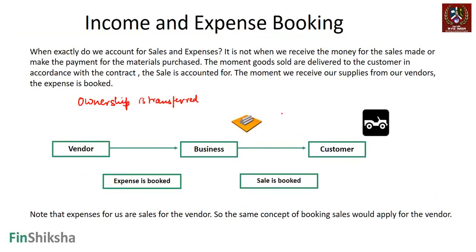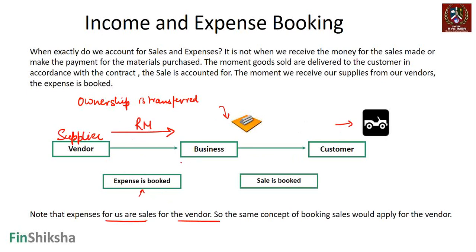So if I am producing this car and I give the ownership to the customer, regardless of whether the customer has paid me or not, I will incorporate this as a sale, right? When I'm buying some raw material from the vendor, regardless of whether I have paid the vendor or not, the moment ownership comes to my account, the expense is booked, right? Note that expenses for us are sales for the vendor. Who's the vendor? The supplier for us. The person who's going to supply our raw materials to us, that's our vendor, right?